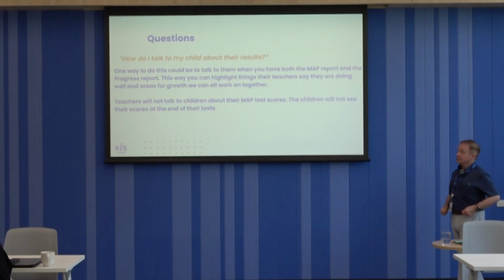And then how do you talk to them about their results? When they finish the MAP test next week, they will not see a result on the screen. It just says finish test and they finish. One way you can do this, though, is to talk to them when you have both the MAP report and the progress report, and just highlight the things their teachers say they're doing well, and also the areas for growth. Every single child in the school, every teacher in the school, every admin in the school has areas for growth that we need to improve on as well. So any other questions?